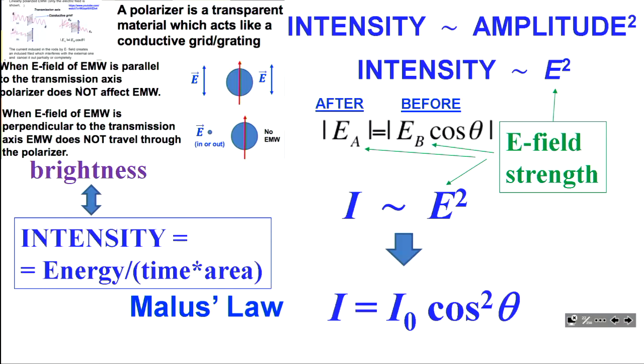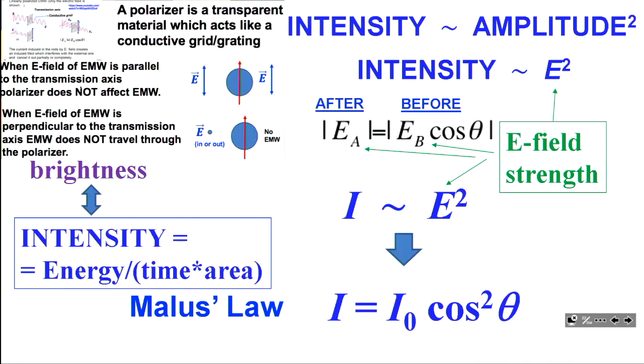What we see is not the electric field per se. We see the intensity of it, brightness. And the intensity of a wave is proportional to its amplitude squared. So we have to square the electric field. And when we square the electric field, we get the so-called Malus's law. This is the intensity of light after the polarizer. This is the intensity of light before the polarizer. And this is the angle between the transmission axis of the polarizer and the initial direction of the polarization of light. That's it.